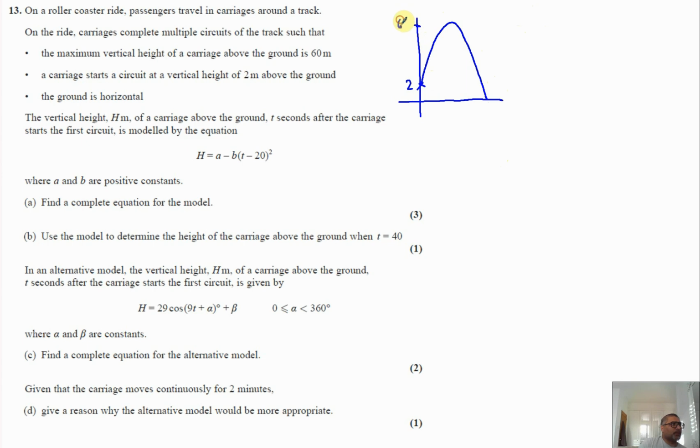We know the maximum height there is 60. So when t equals 0, our height is 2. So therefore, if I sub that into this equation, we get 2 equals a minus b, and where t is 0, that would be 0 minus 20 squared. Minus 20 squared is 400, so 2 equals a minus 400b.